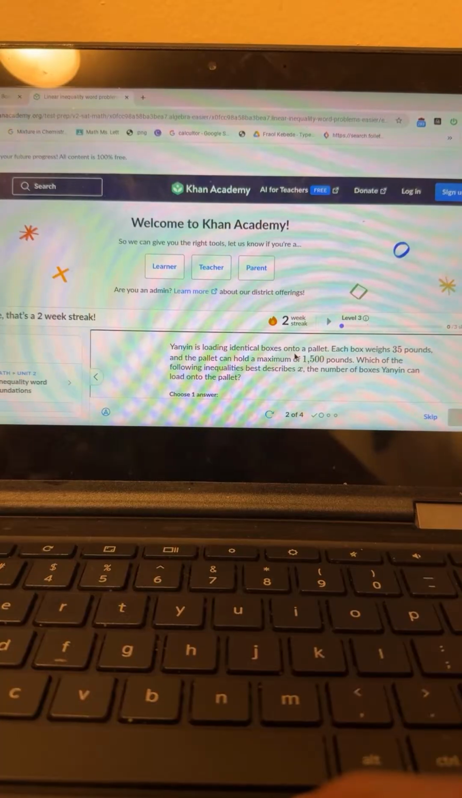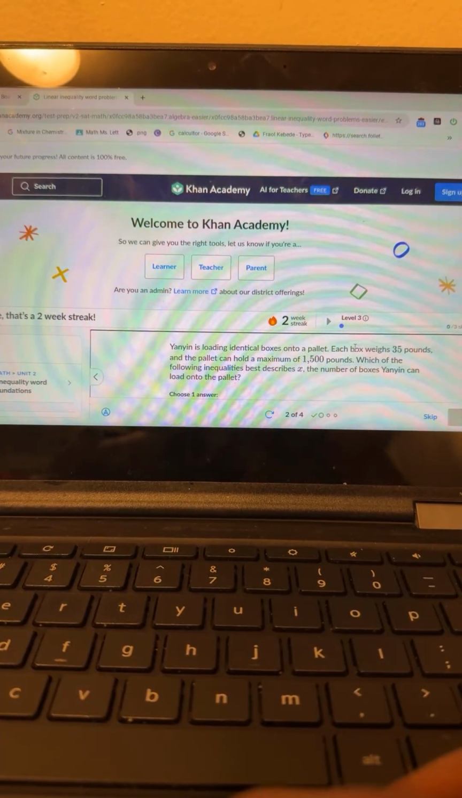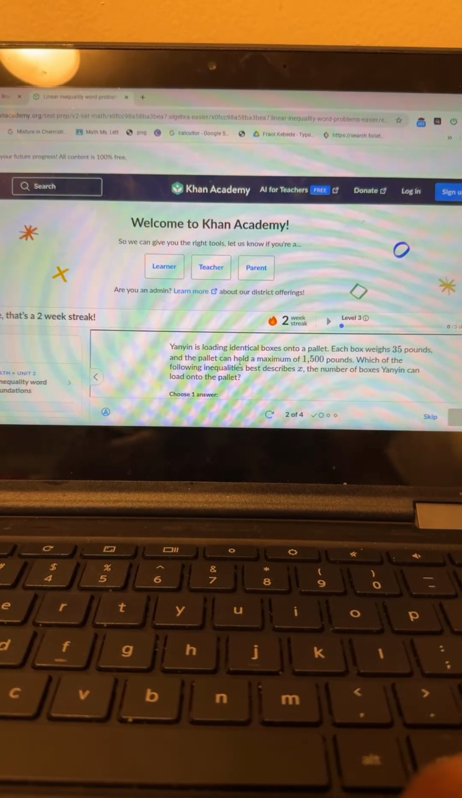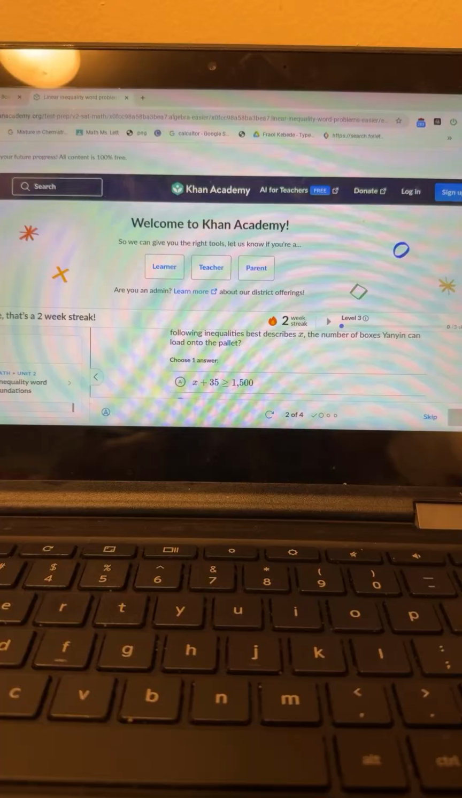Yun is loading identification boxes into a panel. Each box weighs 35 pounds, and the panel can hold a maximum of 1,500 pounds. Which of the following inequalities best describes X, the total number of boxes Yun can load?